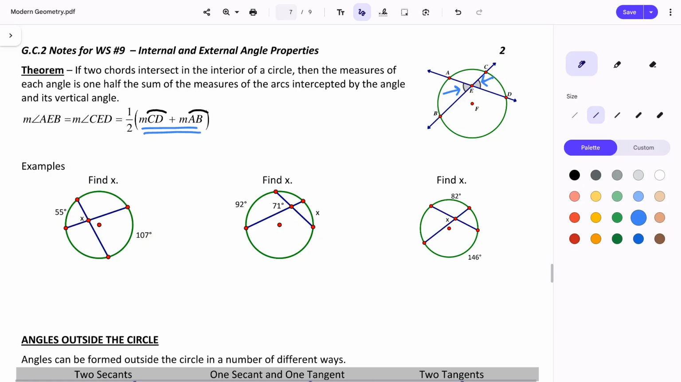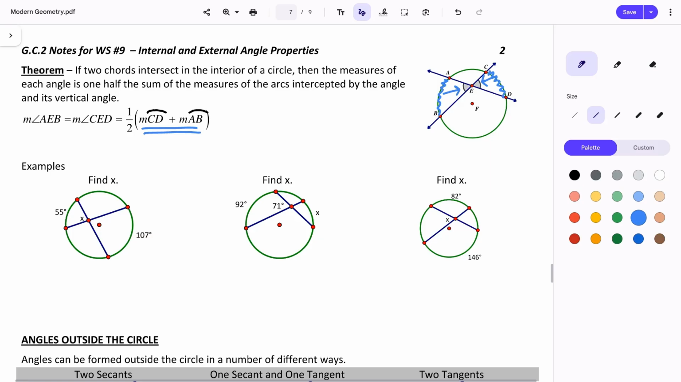But if I know how much these two arcs on the outside of those vertical angles are, I would add those together, cut it in half, and that would tell me how much the vertical angles are. Now I could do the same thing for the other pair of vertical angles in that picture. Those other pairs that are going up and down from each other, I could also figure out how much those are by doing the same thing with their respective arcs.